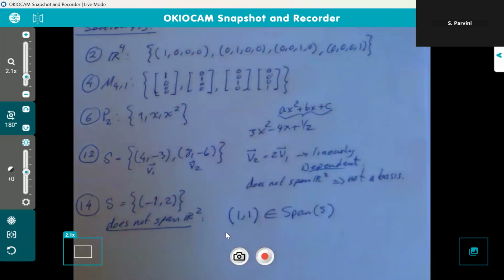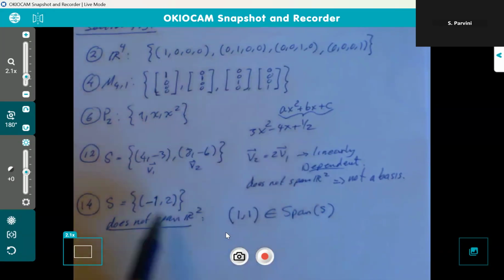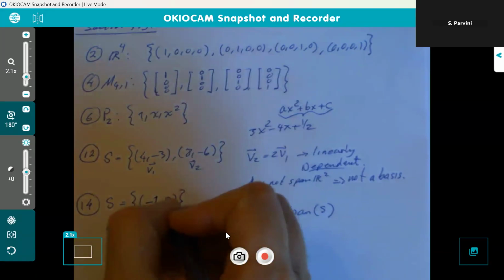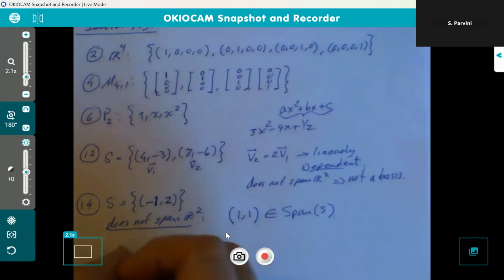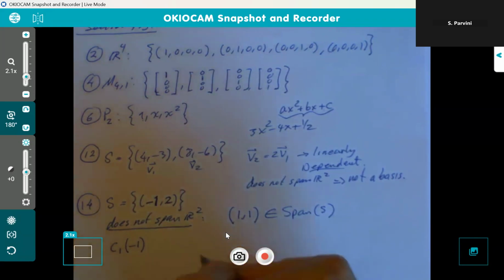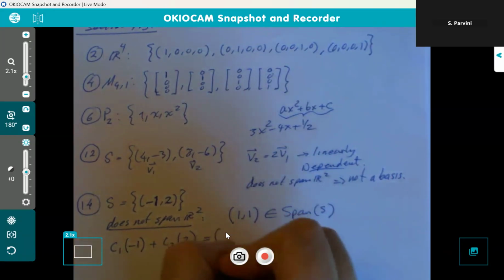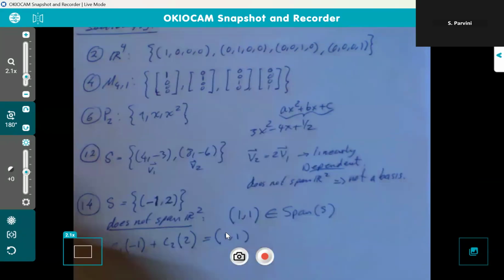Okay, because here's why. It's impossible because it has to match, right? This is not in the form because this is in the form -1, 2, and a constant multiple of that. So here's what I mean. C1 times -1 plus C2 times 2. That should equal 1, 1. True? So let's see how this is going to work.